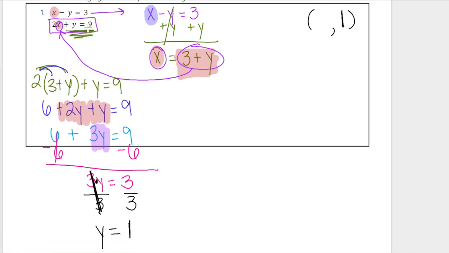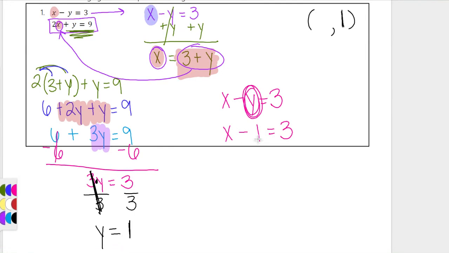So now we can go back to either of our original equations. It does not matter which one you go back to, but you are going to take that value that you got for whatever variable you solved for first. In this case, we solved for y. So I'm going to go back to one of these two equations, and I'm going to put a 1 in for y. I'm going to choose the first equation, x minus y equals 3. With that equation, we are going to plug in what we know y is equal to, and that's going to be this 1 that we just solved for. So x minus 1 equals 3.